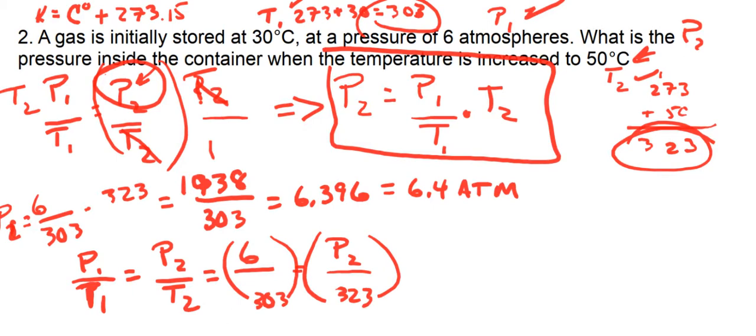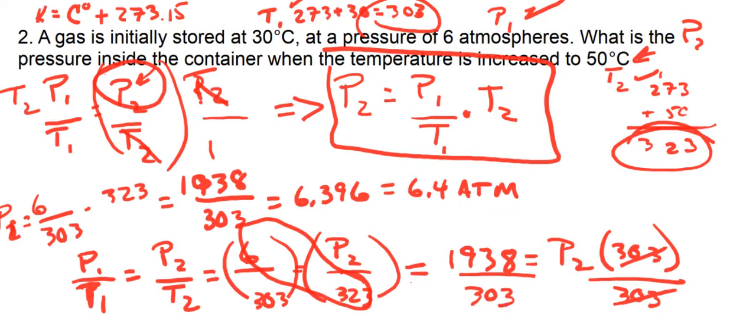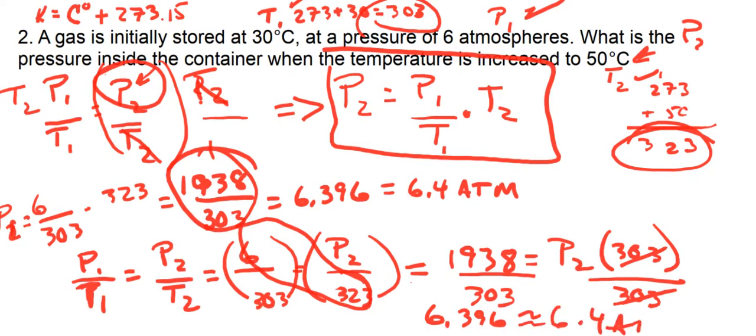And so then it'd be 6 times 323, which is 1938, equals P2 times 303. We divide by 303. Remember, whatever you do on one side of the equal sign, you have to do on the other side of the equal sign. And then it ends up to be the same thing that we did before, which is 1938 divided by 303, which gives us 6.396, which is approximately equal to 6.4 atmospheres, which we round up.